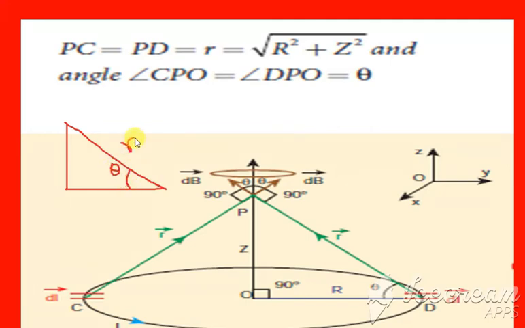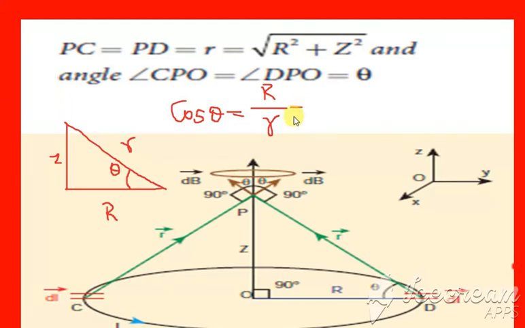Here is the value r, and on this side we have z, and here we have the value as capital R, is it not? So what is the formula for cos theta? Cos theta is equal to what? Adjacent by hypotenuse, is it not? What is the adjacent side here? R divided by hypotenuse.